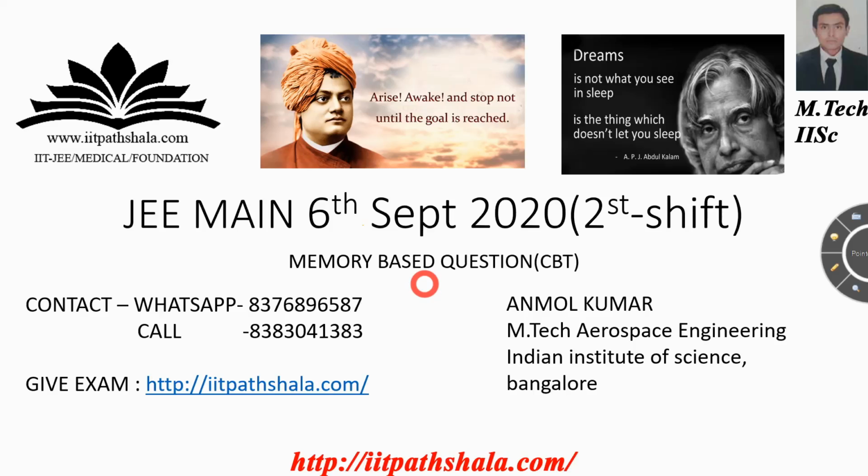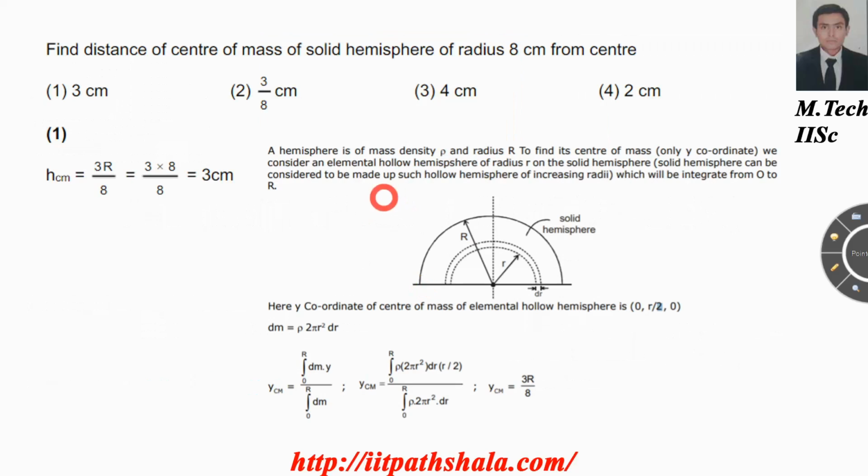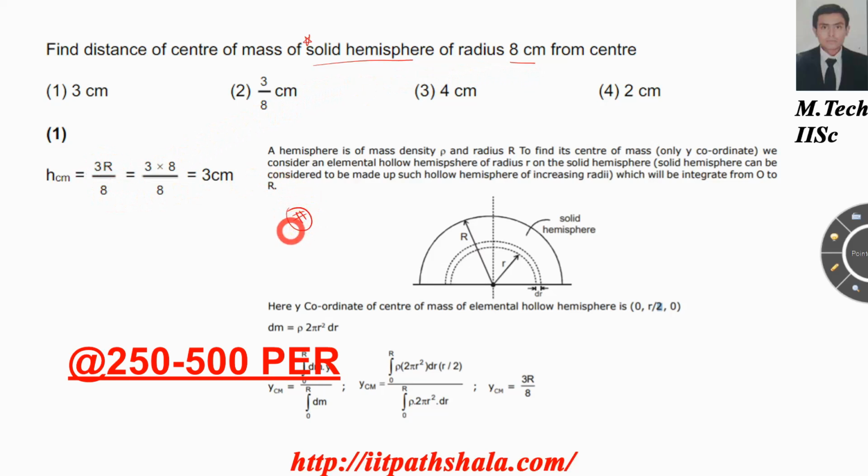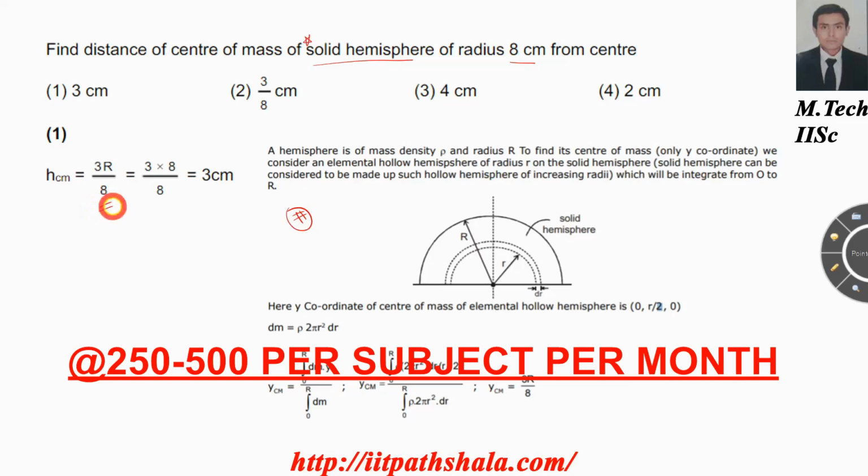So now let us discuss the question paper. The first question says you have to find the center of mass of a solid hemisphere. He has mentioned that it is a solid hemisphere with a radius of 8 centimeter. You should know that we can apply a direct formula for the center of mass of a solid hemisphere, equal to 3r by 8. You can check out the following derivation if you don't know how I got this formula.